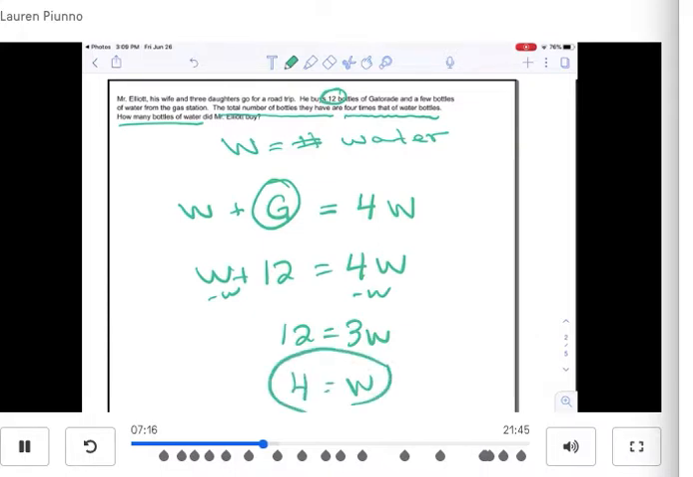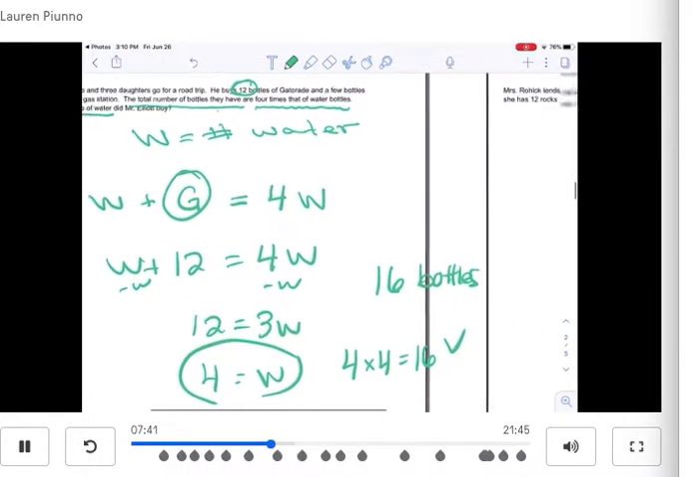When you come across something like this and you think that it's rather confusing, you can always spend some time and check your work. So if they got 4 waters and they got 12 Gatorades, that would be 16 bottles in total. And it says here that the total number of bottles is 4 times that of water. Well, if water is 4, 4 times 4 is also 16. So I know that I got it correct.